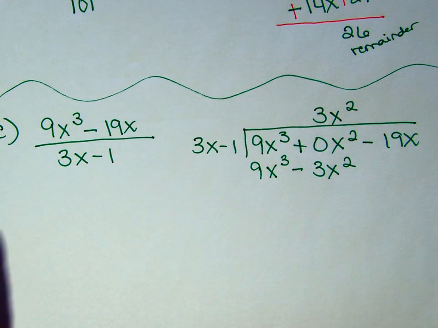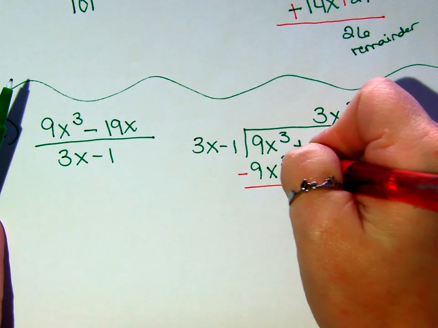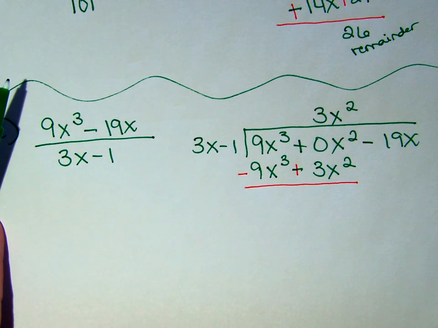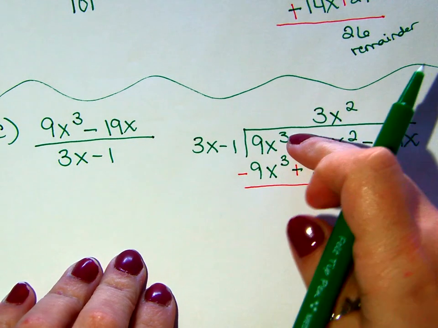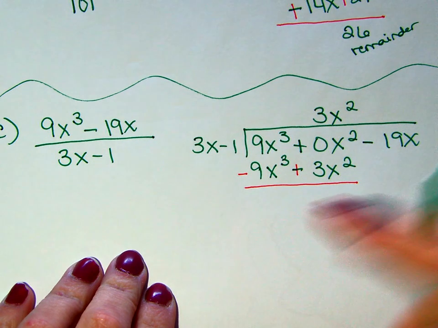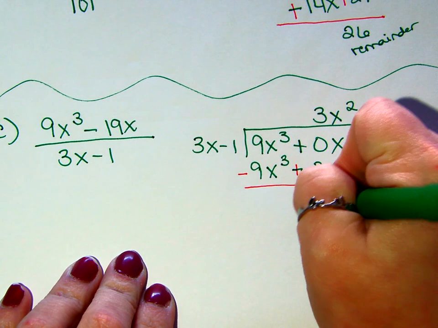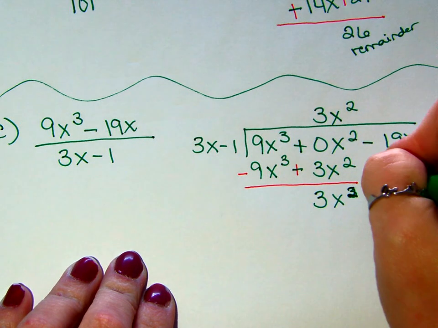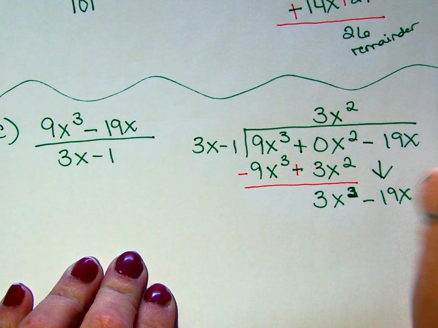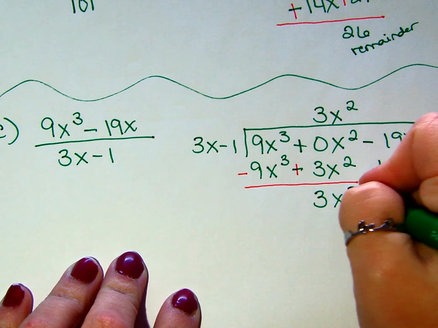Then you draw your line, change the signs, so that my 9x to the third minus 9x to the third goes away. I have 0x squared plus 3x squared. That'll give me a positive 3x squared. And I bring down my minus 19x, because that's my next term.